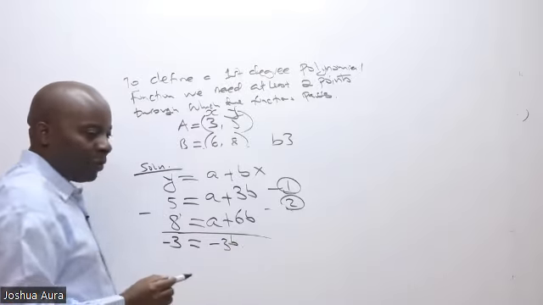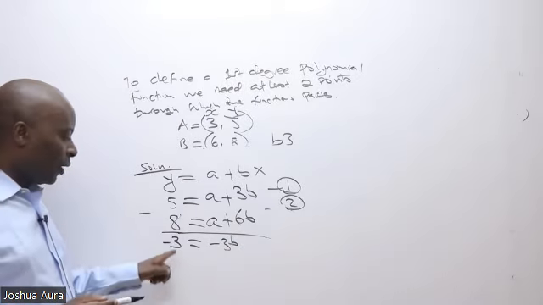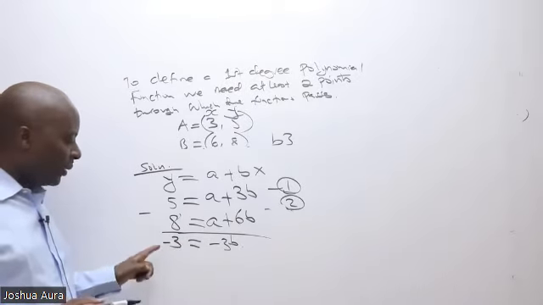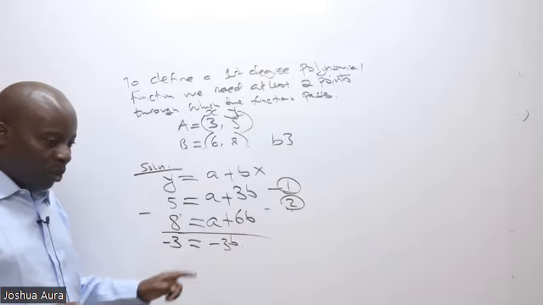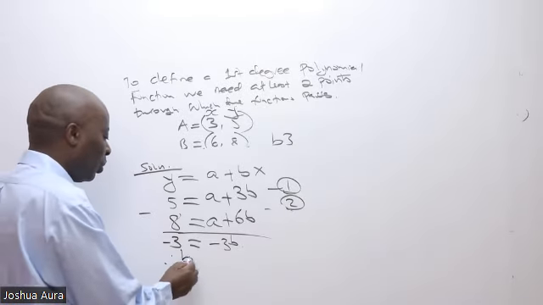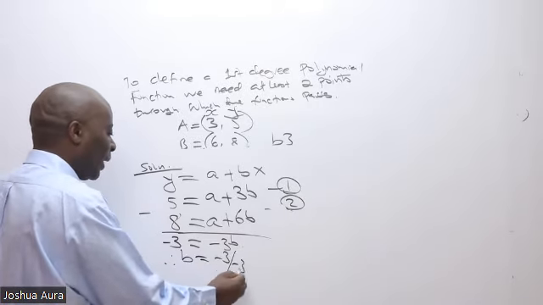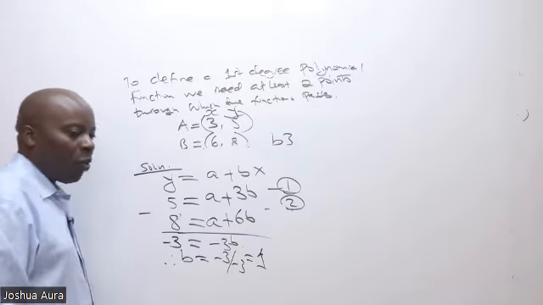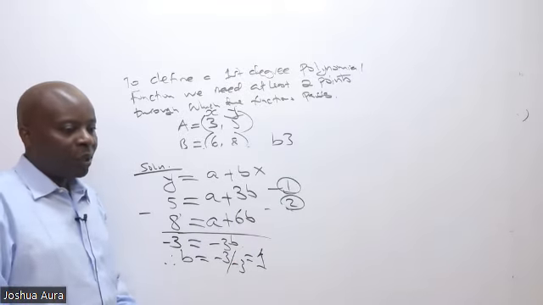Who can go ahead and give me the value of b? From the equality, minus 3 equals minus 3b. Therefore, b will be equal to minus 3 over minus 3, which ends up giving me 1. Thank you so much.